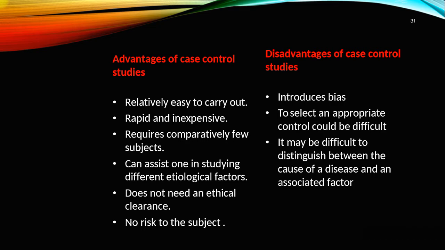So advantages of case control studies are that, first, it is relatively easy to carry out, it is rapid and inexpensive, then it requires comparatively few subjects, then it can assist one in studying different etiological factors, then it does not need an ethical clearance, and there is no risk to the subjects. But disadvantages of it are that it introduces bias. Okay, to select an appropriate control could be very difficult. It may be difficult to distinguish between cause of disease and the associated factor.